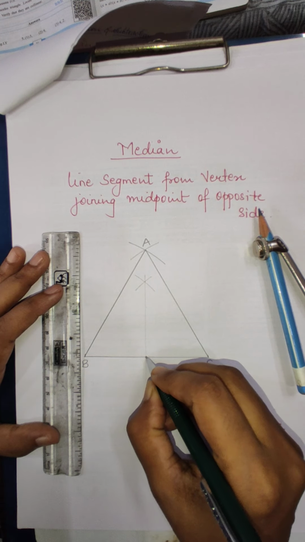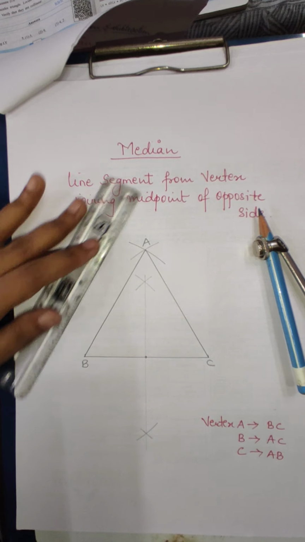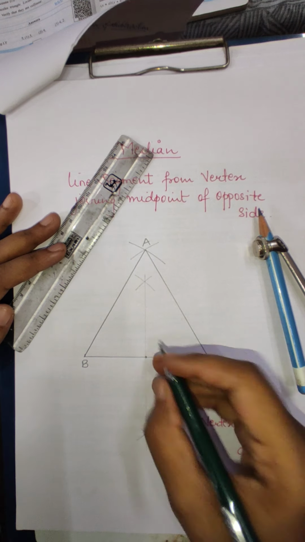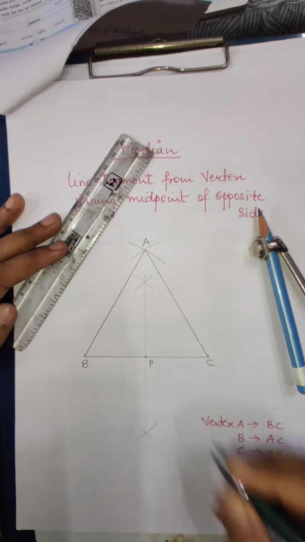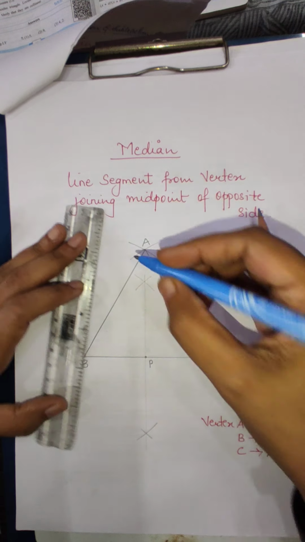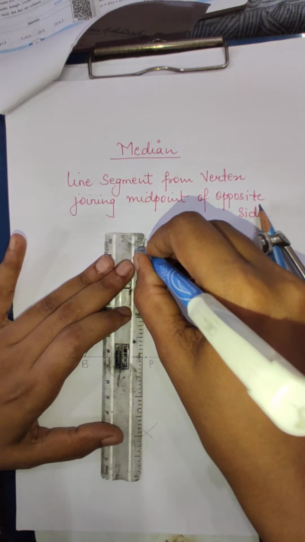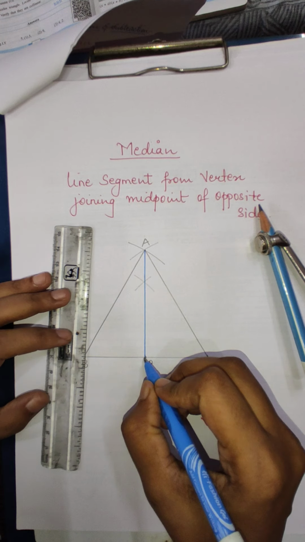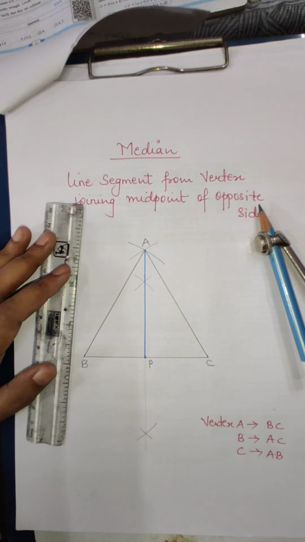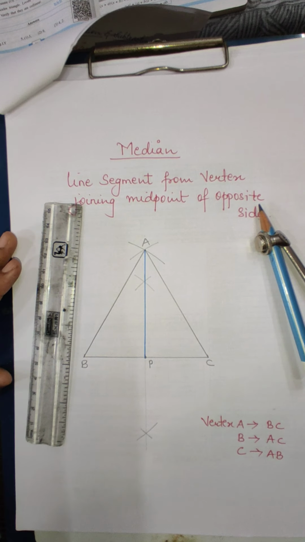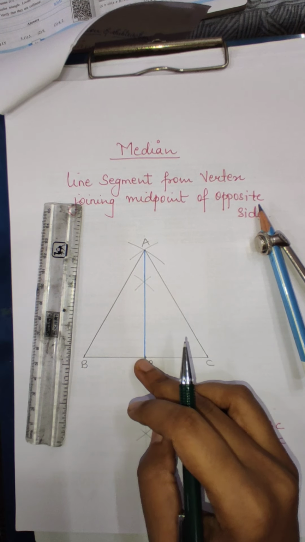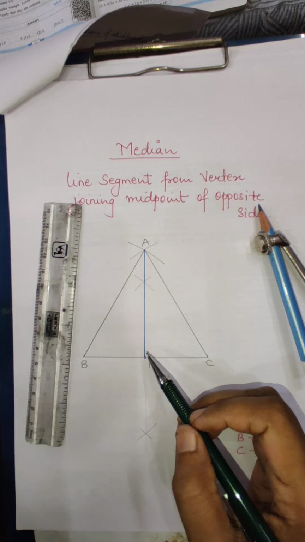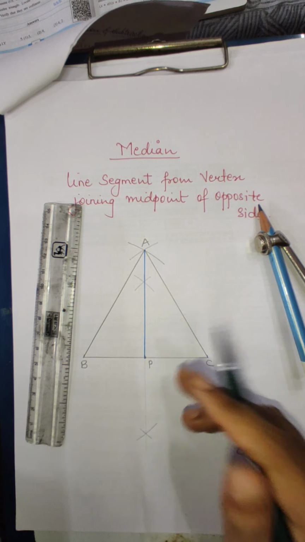Very faint line we are drawing. So this is the midpoint. We are going to name this as P, and join A and P. Now since it is an equilateral triangle, the median is exactly your altitude. We are not showing a perpendicular sign because it's a median, it's not an altitude.